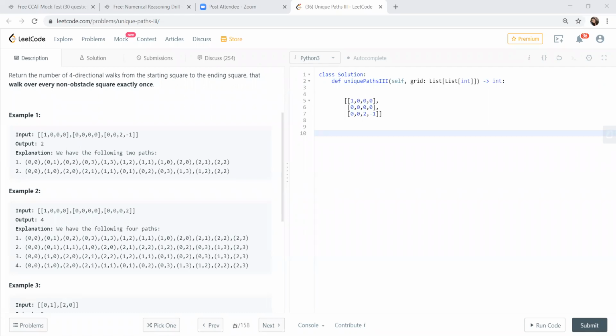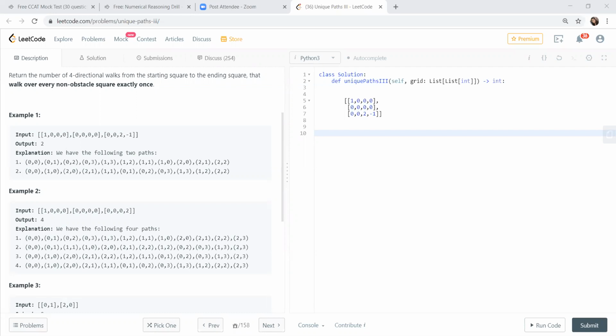Even for DFS, when we are doing the DFS, we have to make sure that all the zeros are covered before we reach 2. For this problem statement, 1 can be anywhere and 2 can also be anywhere. So do we need to do the first pass to figure out where the 1 is, or where the 2 is?